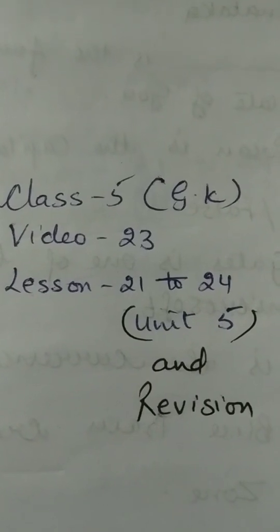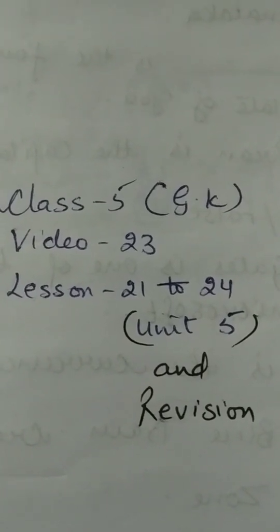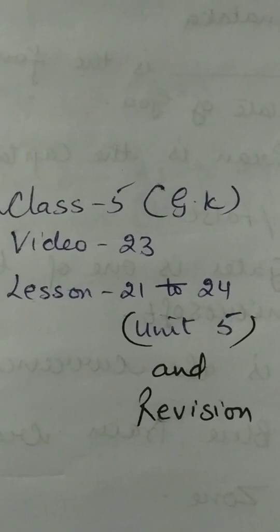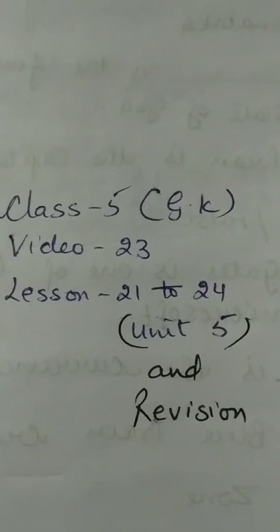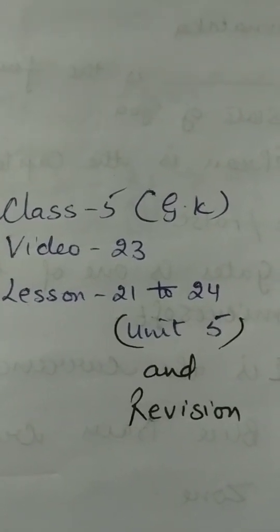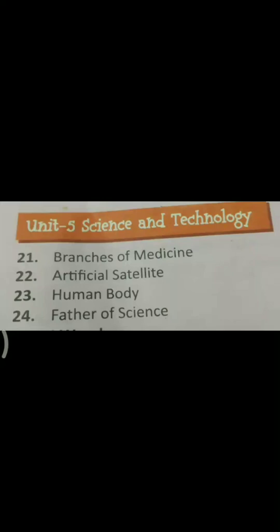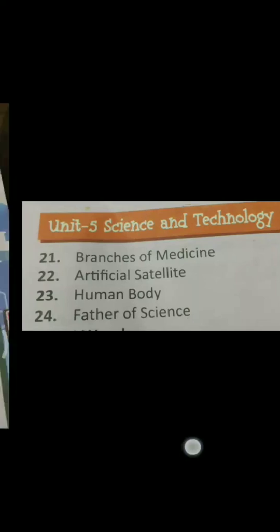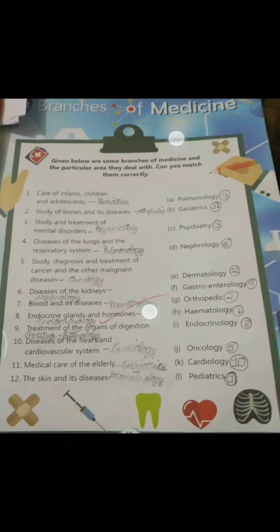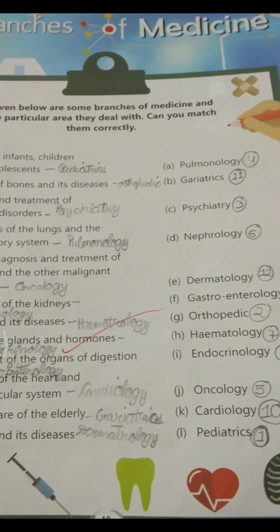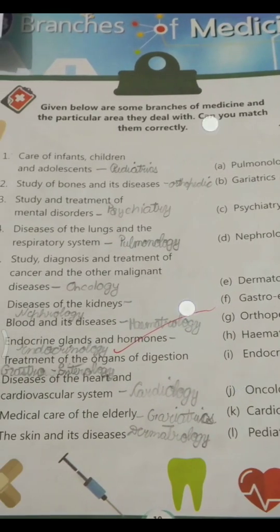Subject GK, in which we will discuss again Unit 5 from Chapter 21 to 24, and we will revise the full syllabus of GK. Now we will start with Unit 5, Science and Technology: Branches of Medicine, Artificial Satellite, Human Body, Father of Science, which we already discussed in the first term in videos 11 and 12. Branches of Medicine, we will revise these because we have already discussed these chapters in videos 11 and 12.